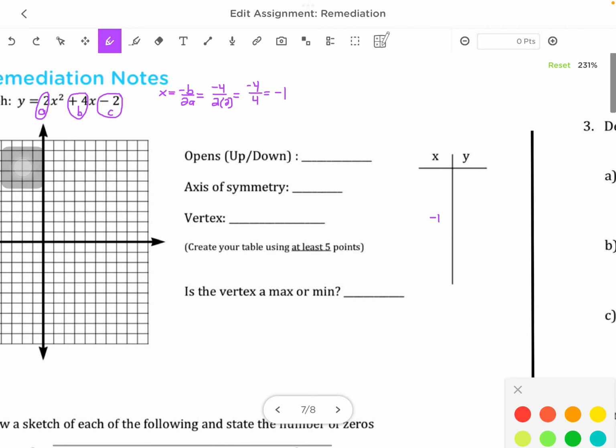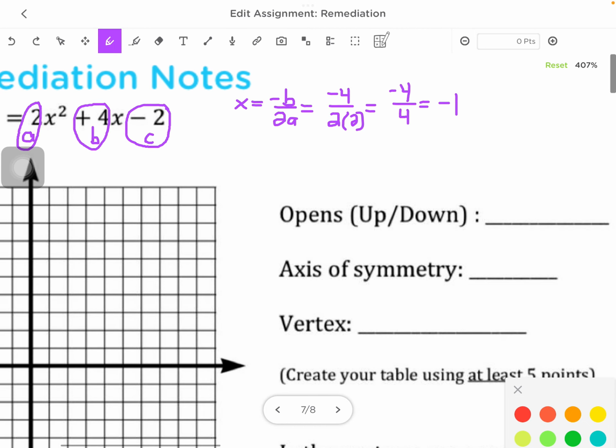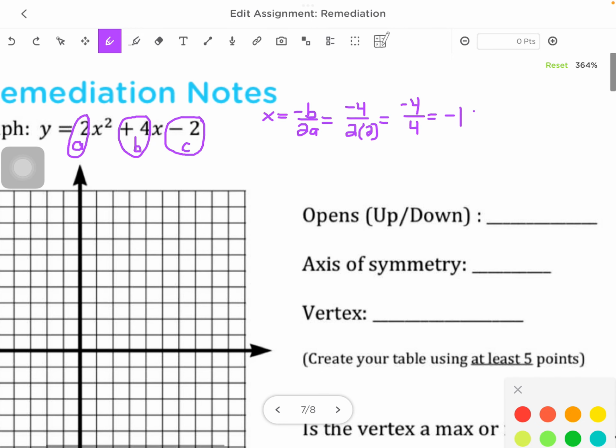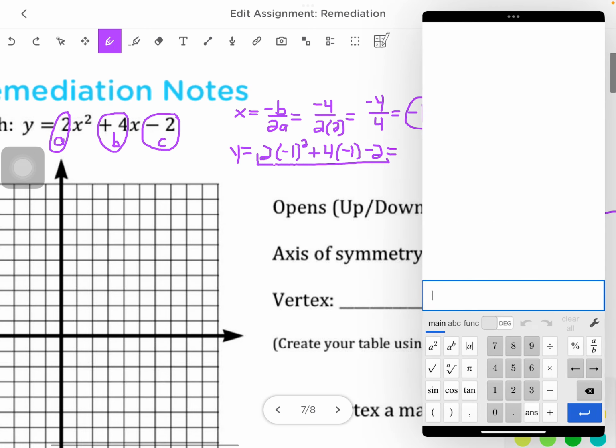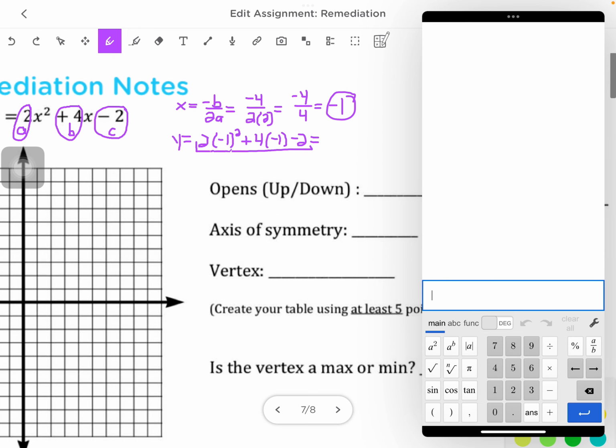Now I can work on figuring out the y-coordinate for that vertex. I am going to take my -1 and substitute -1 in for each of these x's. So here's what it's going to look like: y equals 2. Instead of 2x squared, it's going to be 2 parentheses -1 squared. And then instead of plus 4x, it's going to be plus 4 times -1, and then minus 2. Now I'm going to put this expression into the calculator, and whatever the output is, that's going to be the y-coordinate of my vertex.